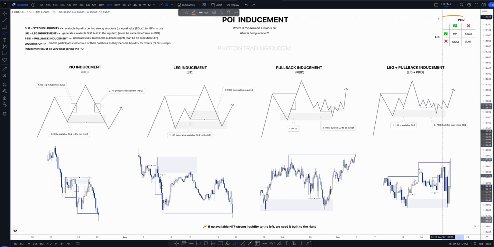Okay, so kind of give you a little cheat sheet here. Again, this is not like scientific. This is just a rough indication of the probabilities. Okay, if you have both leg inducement and pullback inducement, so this example, in theory, that should be high probability.